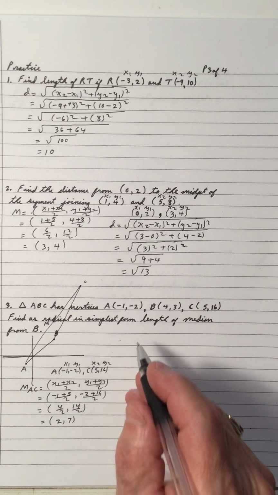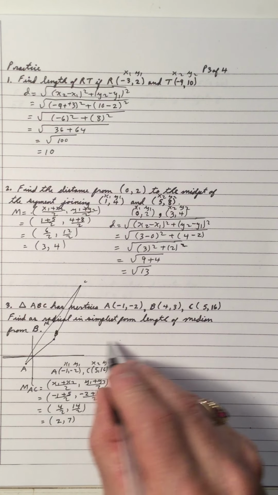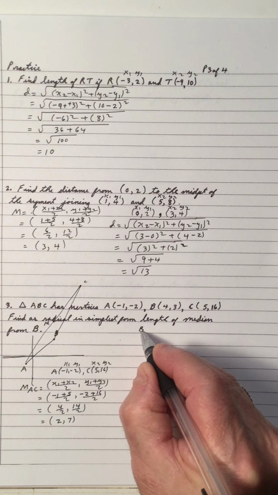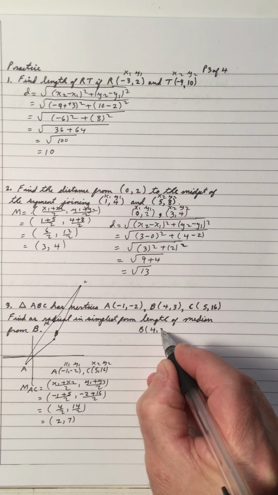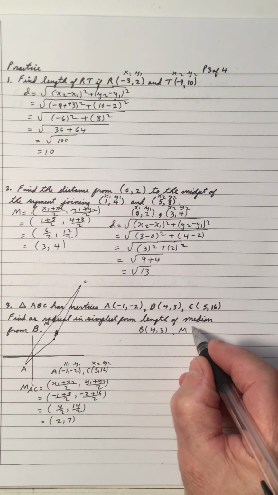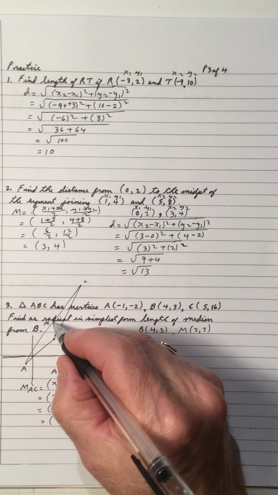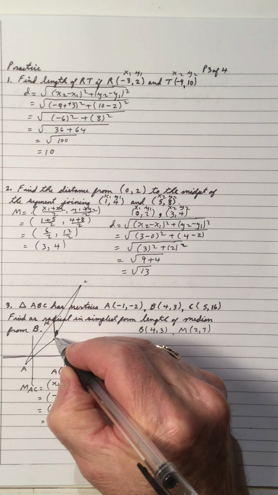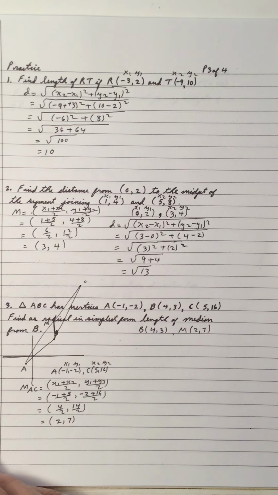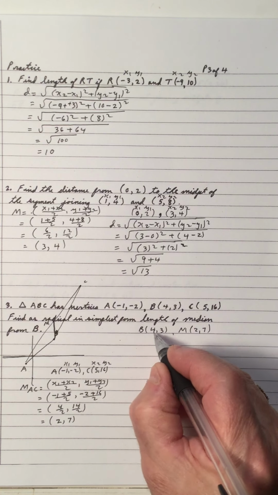And we want the length of that median. So we're going to use the point from B. So B is 4, 3. And the midpoint is 2, 7. So I'm going to find the distance from the midpoint to B right there. That distance from there to there. And so there's B, there's the midpoint.